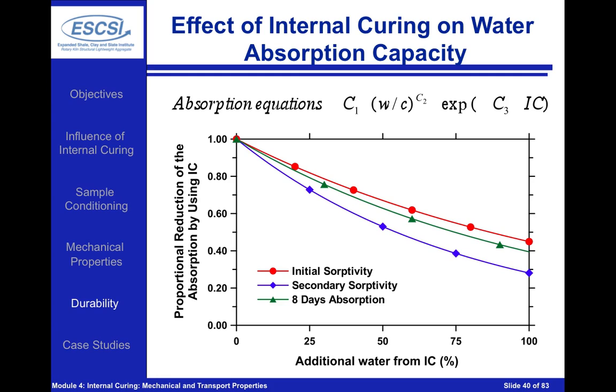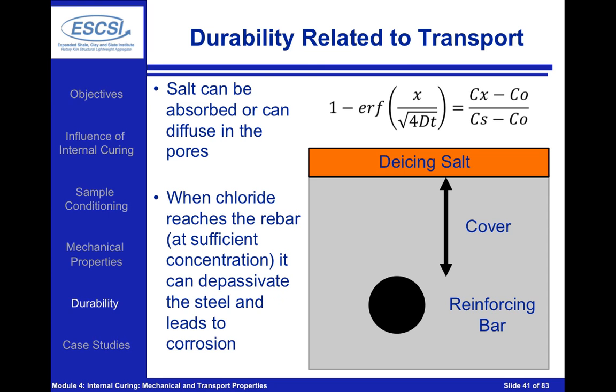And here we can see the absorption equation that says absorption is equal to a few constants times the amount of internal curing that you're using in the system. Again, the more internal curing, the greater the percent reduction in the amount of water that's absorbed. So we'll notice a reduction in the initial absorption, in the secondary rate of absorption, and the total absorption, but in general the case is about a 50% reduction with internal curing.